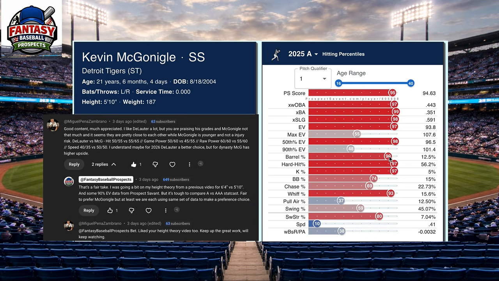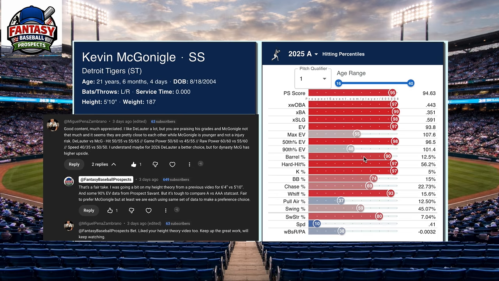But his barrel rate in the minors was fantastic, 12.5%. Hard hit rate was great at 56.2%. They don't have launch angle or launch angle sweet spot on Prospect Savant, so we can't get a good read on where that is right now, but he certainly has some potential here.